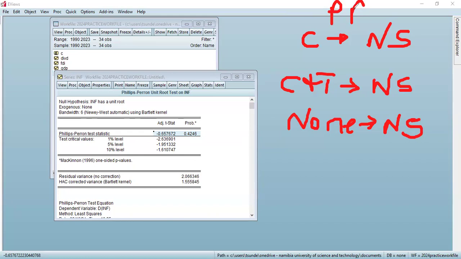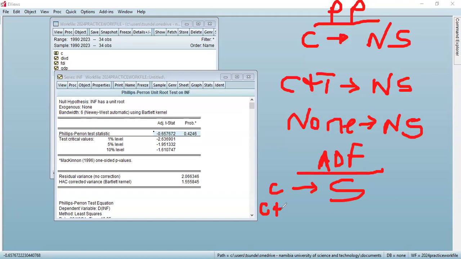Then using the augmented Dickey-Fuller test, I'm going to summarize the information that we had earlier. This is the PP, and this is the augmented Dickey-Fuller test. We had the model with the constant; we said it was stationary. The model with the constant and the trend was also stationary. Then the model at none was non-stationary.